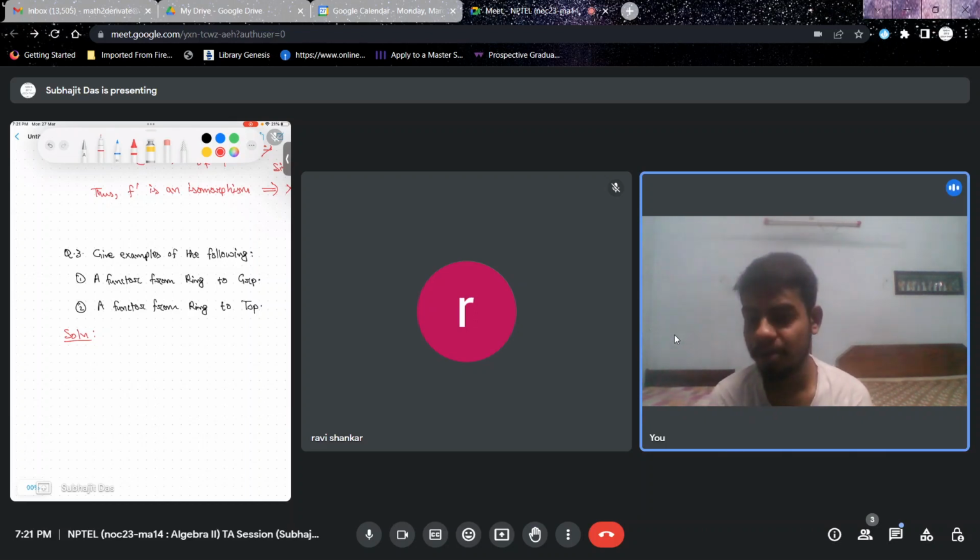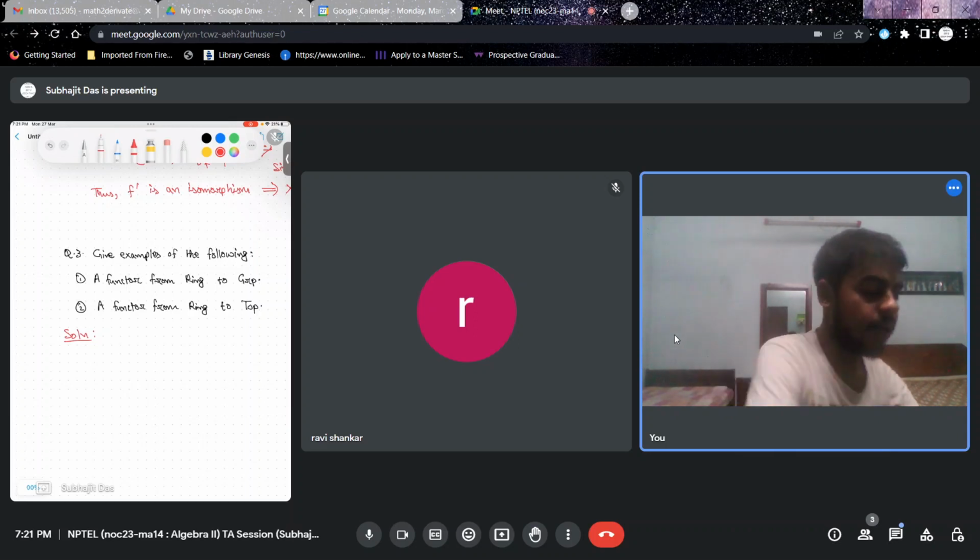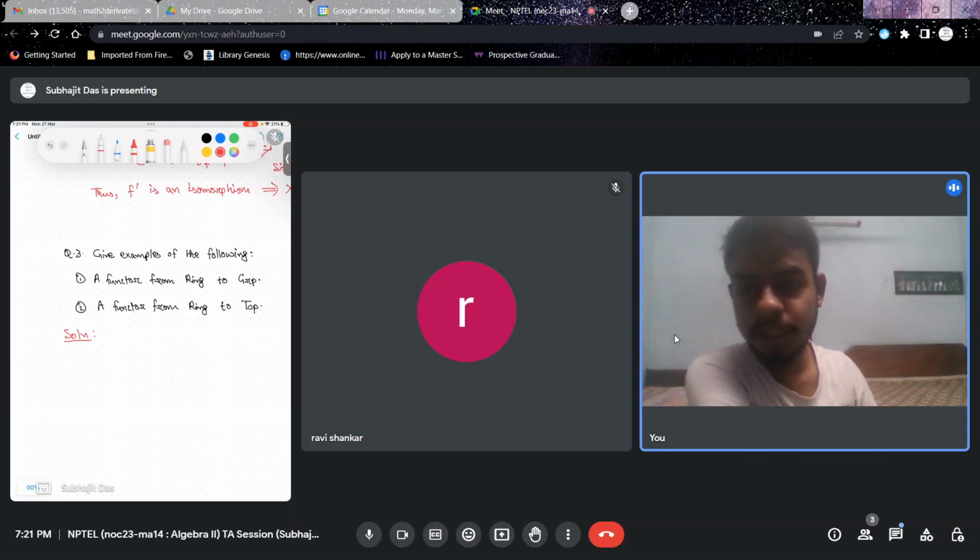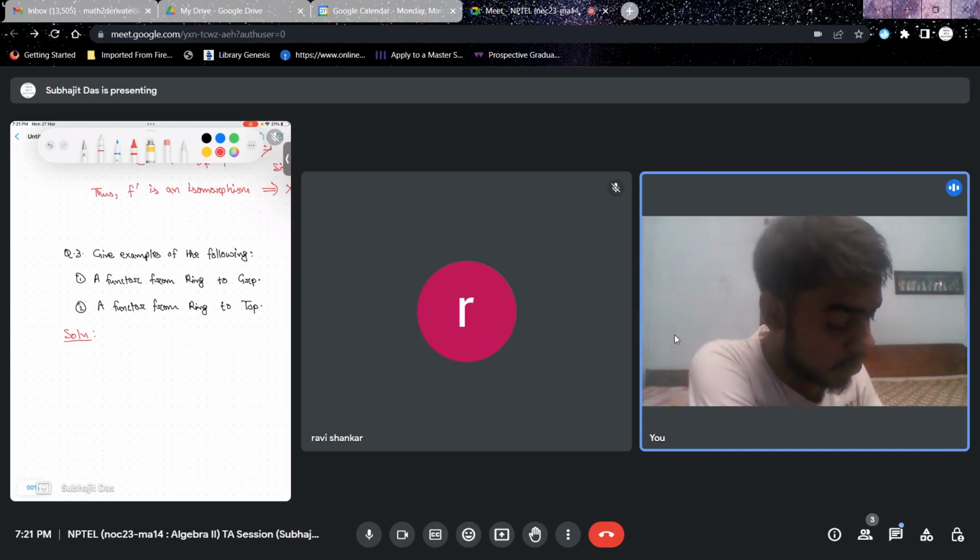I'll just mention one of the two functors, and I'll leave it for you to check whether it's a functor or not. I'll just mention the assignment. That is what it does. I will mention the action of the functor.